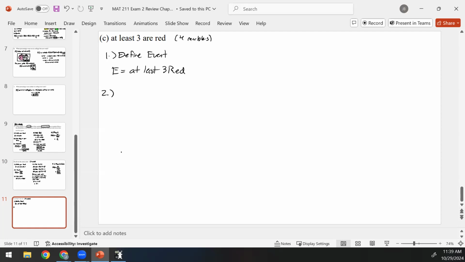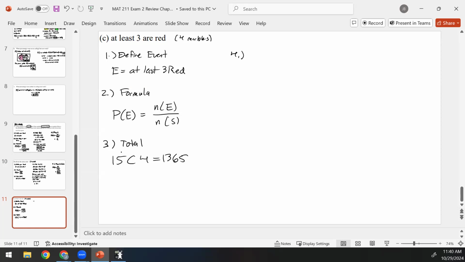Step 2 is formula. So the probability of at least 3 reds is the number of times you can get at least 3 reds over the number of the total. Again, the bottom is always the total. Step 3, what is the total? So I have 15 marbles. I am choosing 4 of them. So that's still 1365. Again, that's going to be the same for all of them.